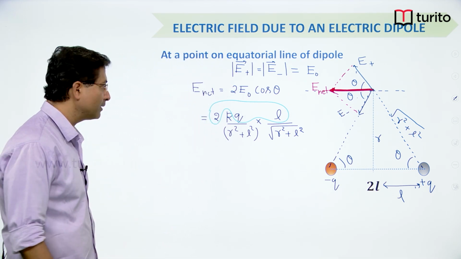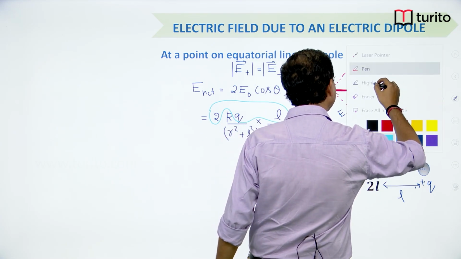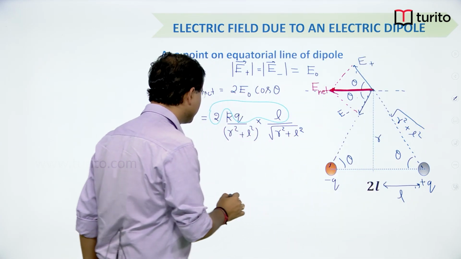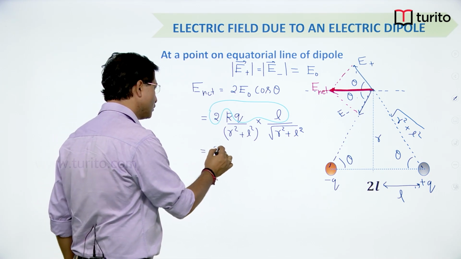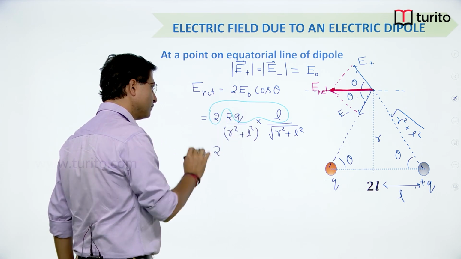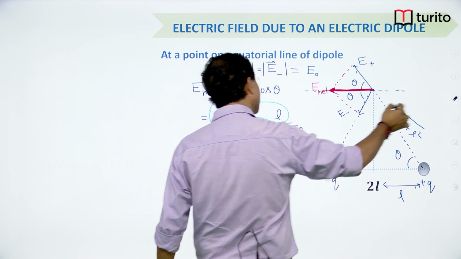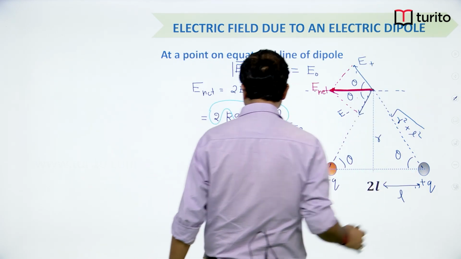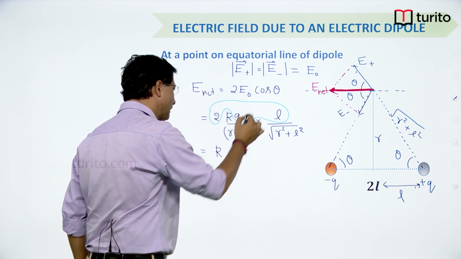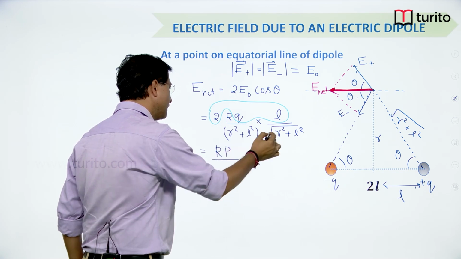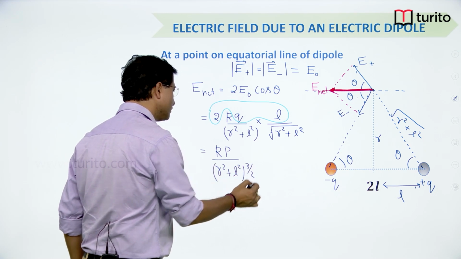So this I can write as dipole moment. Two will go, it will make it dipole moment. So you will get k, this will be dipole moment P divided by r square plus L square to the power 3 by 2.